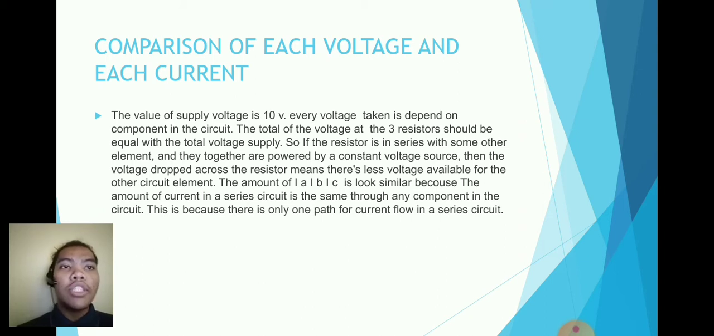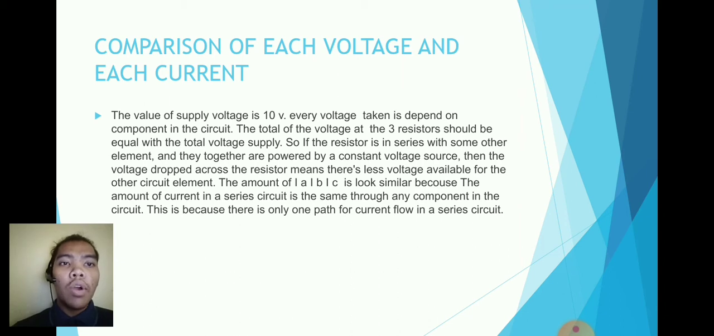Every voltage taken depends on the component in the circuit. The total of the voltages across the three resistors should be equal to the total supply voltage. So if a resistor is in series with some other elements and they are connected together by a constant voltage source, then the voltage drop across the resistor means there is less voltage available for the other circuit elements.